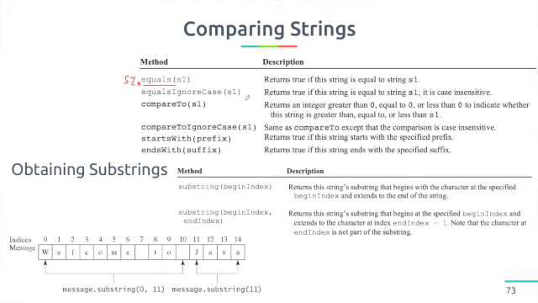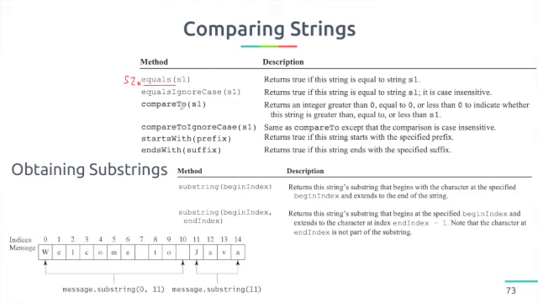Equals ignore case is the same as equals, but it will ignore the case, so it is case insensitive. It will return true if the letters are the same. It will return false if they're not the same. Compare to returns an integer. So the first, equals and equals ignore case, will return a boolean, either true or false. Compare to will return an integer.